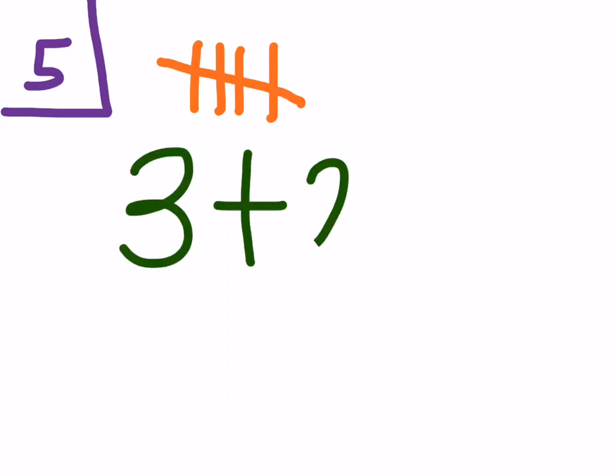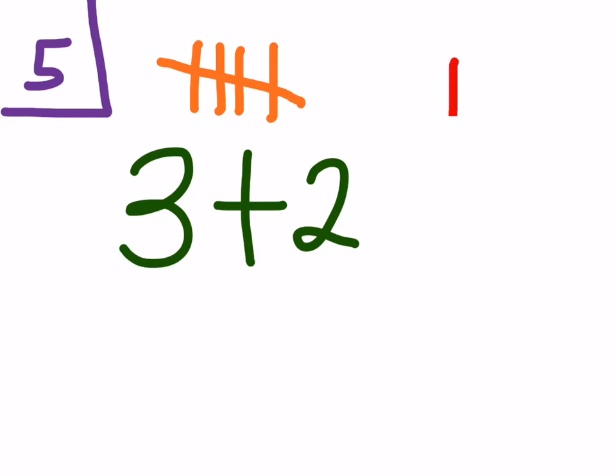So one way to show 5 would be with tally marks. And don't forget to cross the 5th tally mark. Another way to show 5 is using addition. 3 plus 2 equals 5.